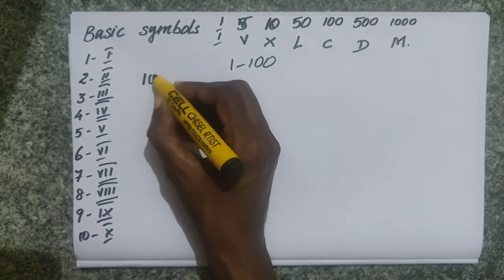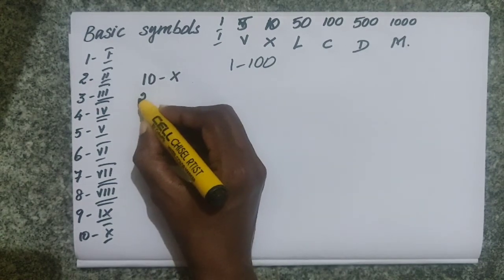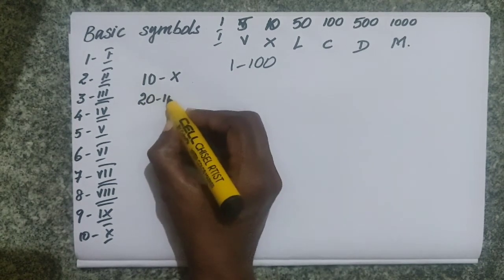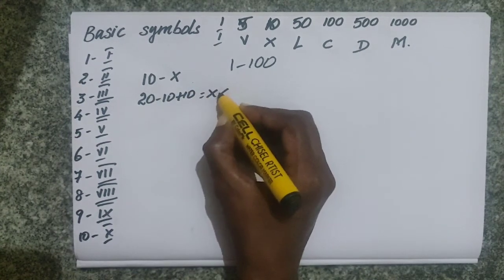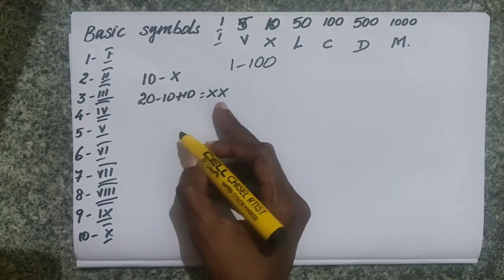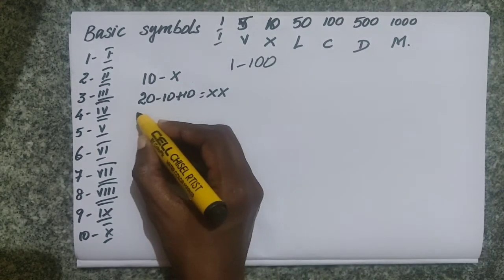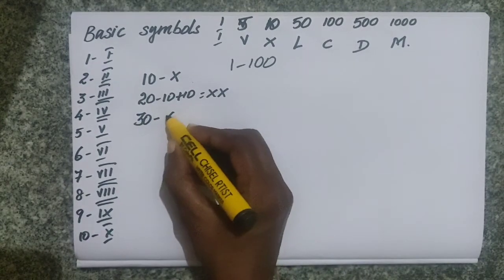For 10, you know already it is only X. So for 20, how do we write? 10 plus 10, which means XX. So 2 times we repeat X. We are writing on the right side, which means we are adding. Again for 30 it is 10 plus 10 plus 10, so 3 times X.